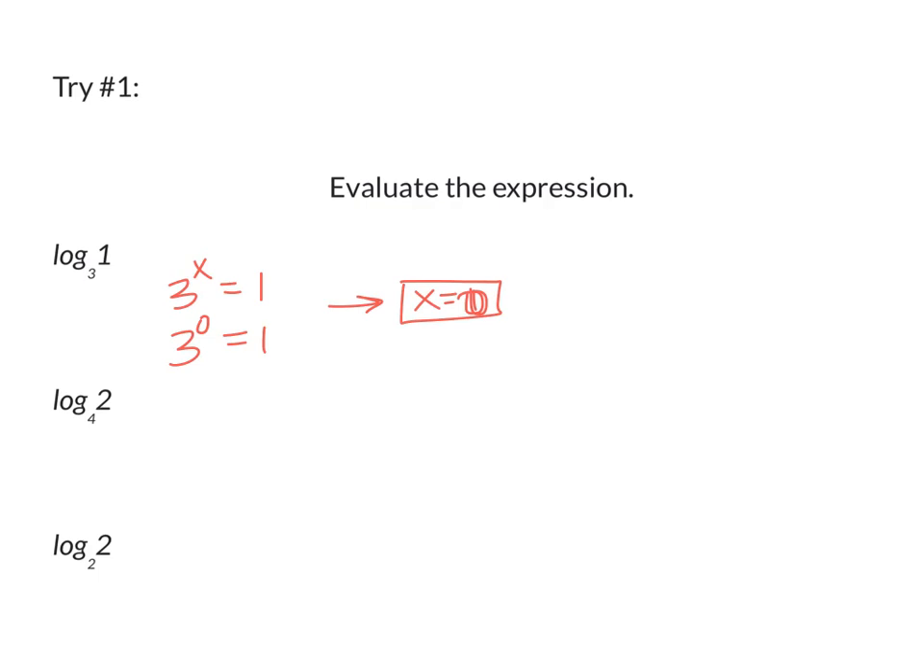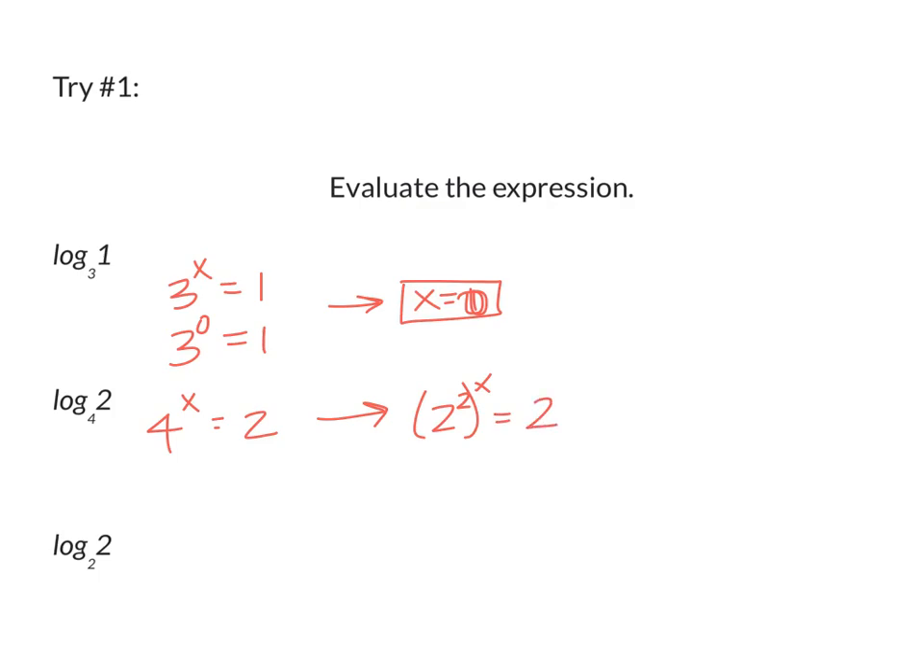The next one, 4 to what power equals 2? Well, that one's kind of confusing. What we're going to try first to be able to answer this better is to create a common base. So 2 and 4, as far as powers go, do share a common base, and that base is 2. So 2 is already written as 2, but 4 is really 2 squared.